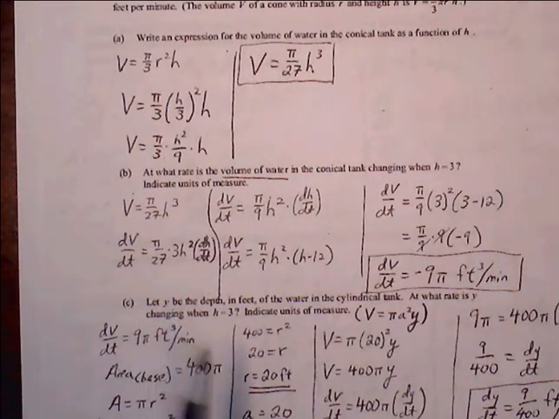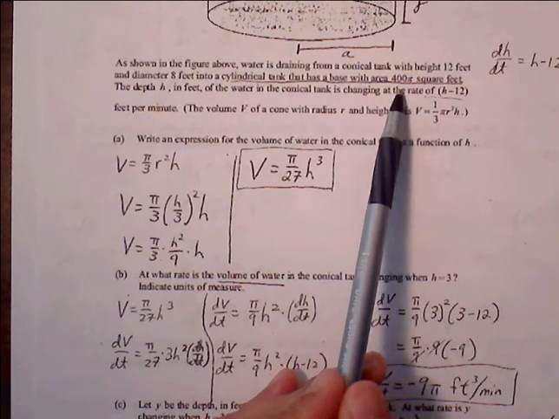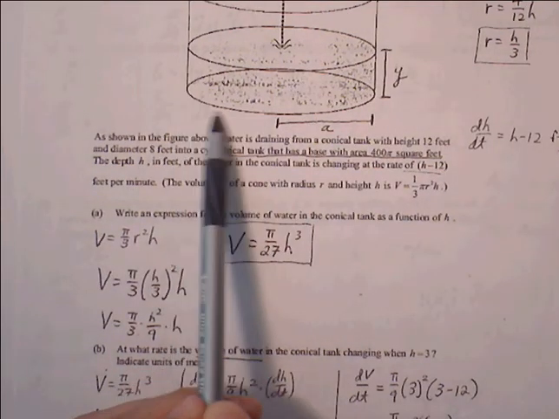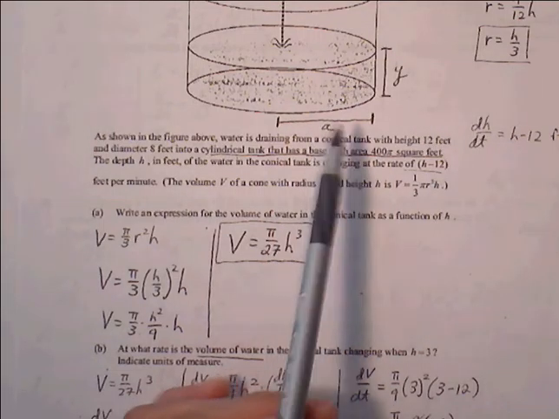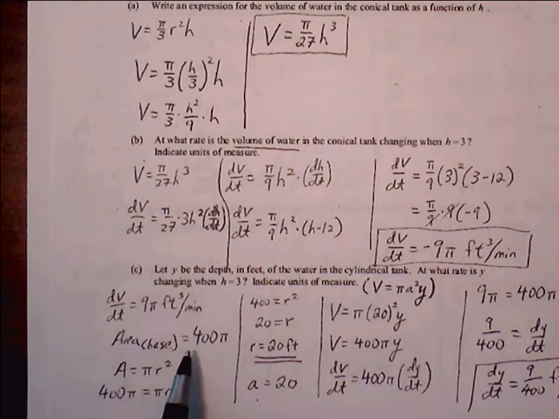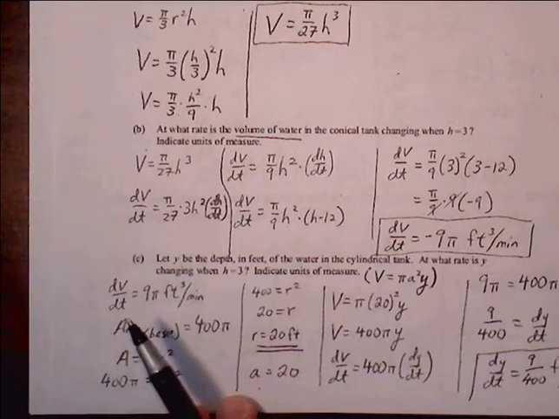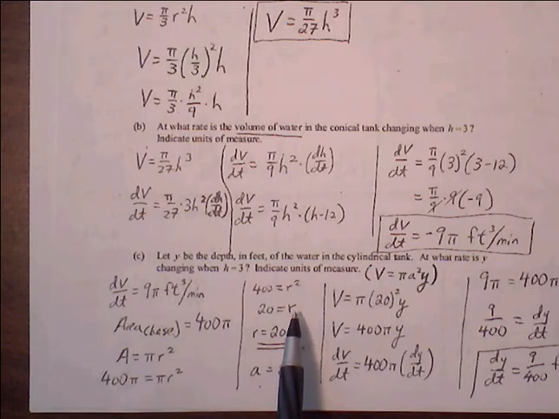All right, we're told that the tank has a base with an area of 400 pi square feet. So we know the area of this circle base is going to be 400 pi. From there, we should be able to figure out what the radius of the cylinder is. So let's do that. We know the area of the base is 400 pi. We know that the base is a circular shape, so A is equal to pi r squared. Replace A with 400 pi, and then we can solve for r. Divide both sides by pi, we get 400. Take the square root, we get the square root of 400, which is 20. So we know the radius of the cylinder is going to remain at a constant value of 20 feet.